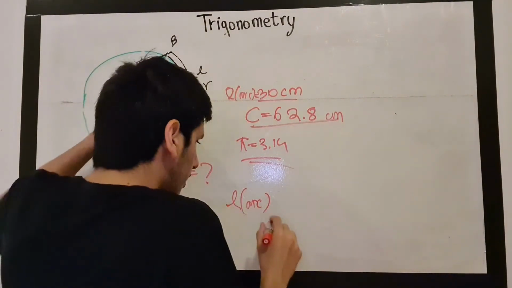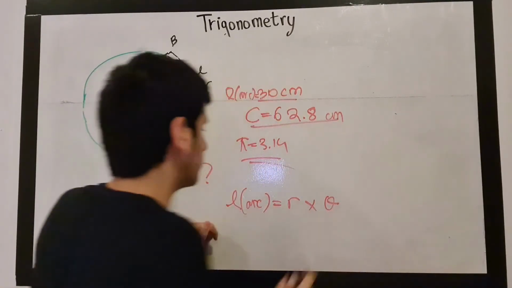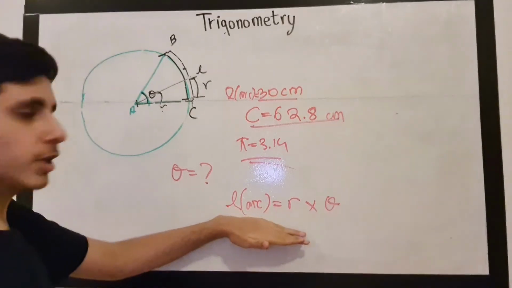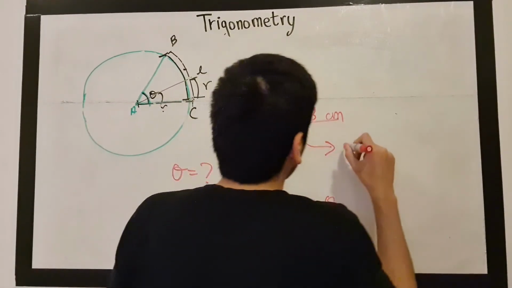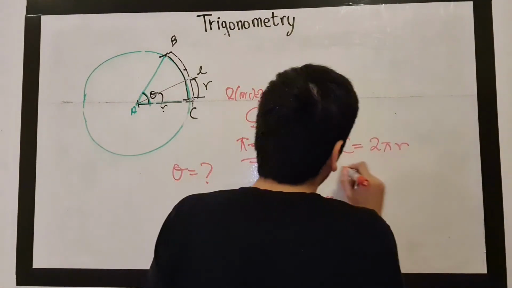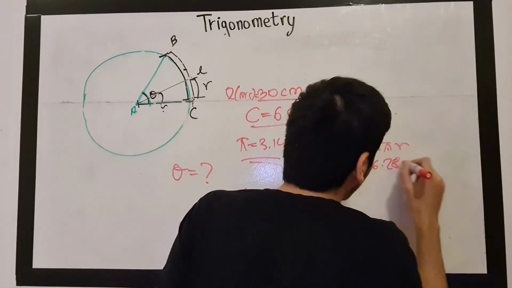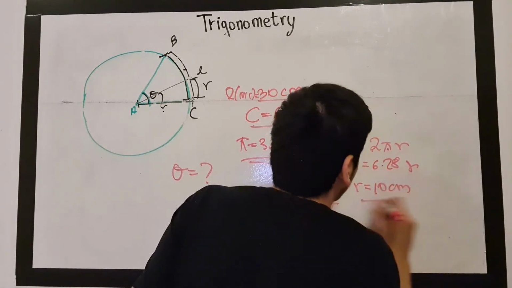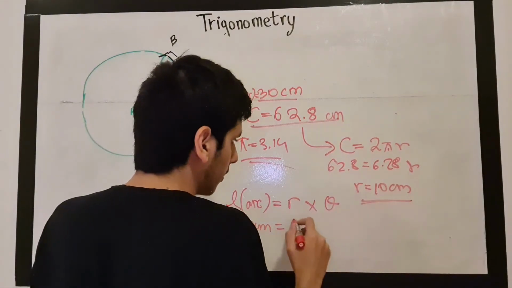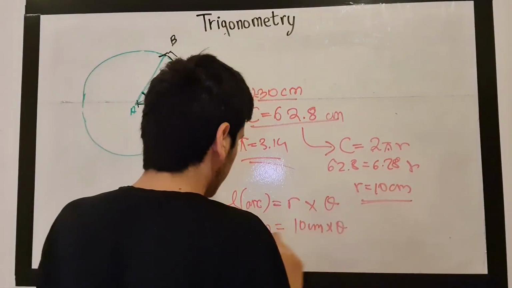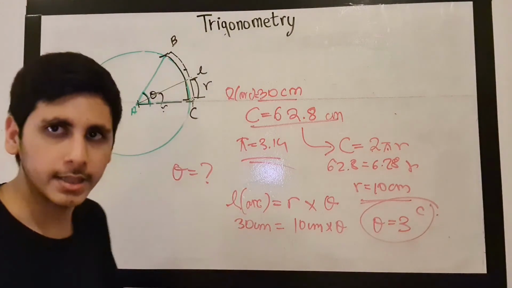We know the length, we know the relation. We can think of it in our mind: it's the number of times r fits in L, which is basically the central angle. We know L, we don't know r, but we can find it from the circumference. So C equals 2 pi r, 62.8 equals 6.28 r, so r equals 10 centimeters. Length of the arc 30 centimeters equals r, 10 centimeters, times theta. Theta equals 3 radians.